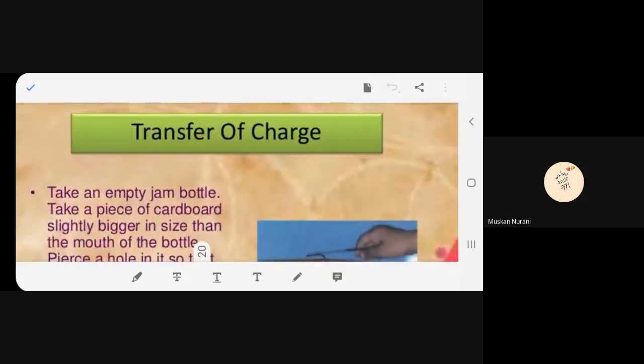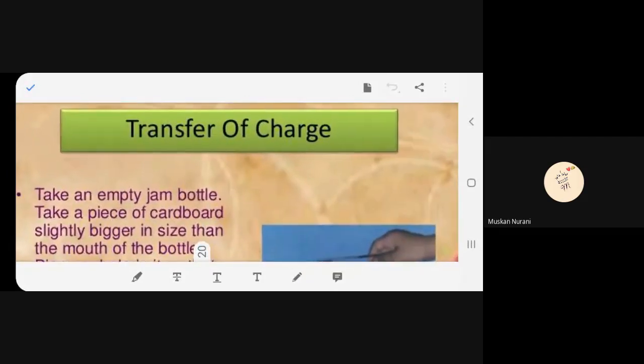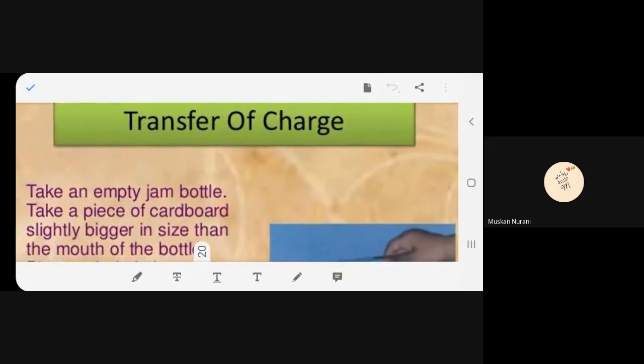How is this charge transferred? Let's see. So we are rubbing, so charges are transferred, isn't it, from one body to another? How this happens, we will see.